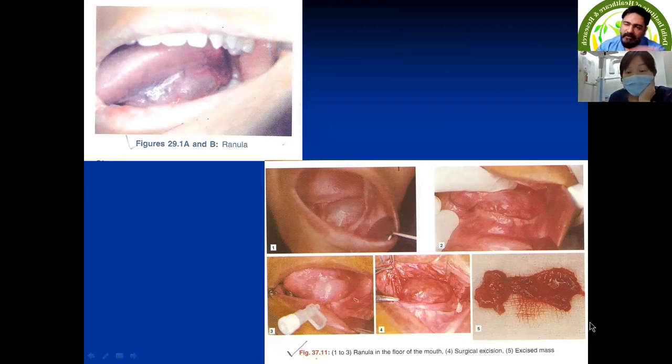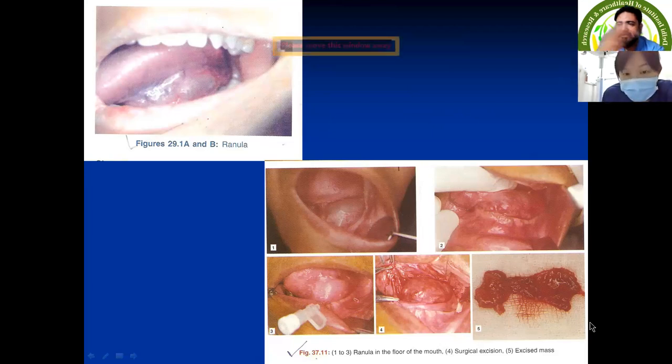Same in this also. We take out the fluid, mix the viscous alginate and push it with the help of syringe before setting. Otherwise, it will not. Okay, before setting, you push it in the site.